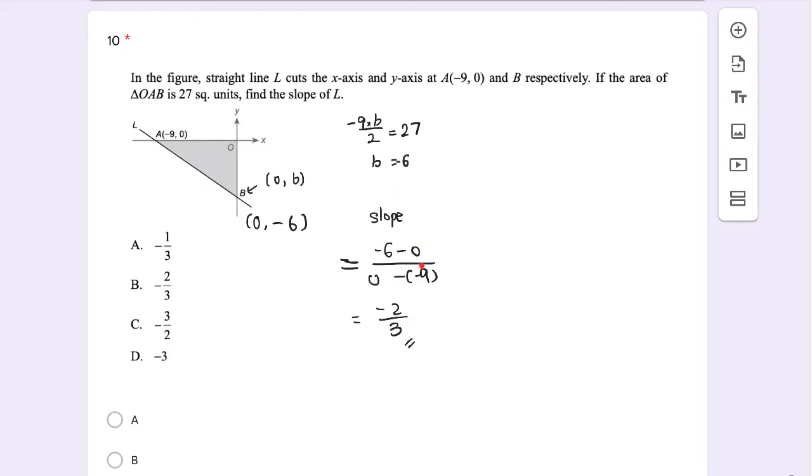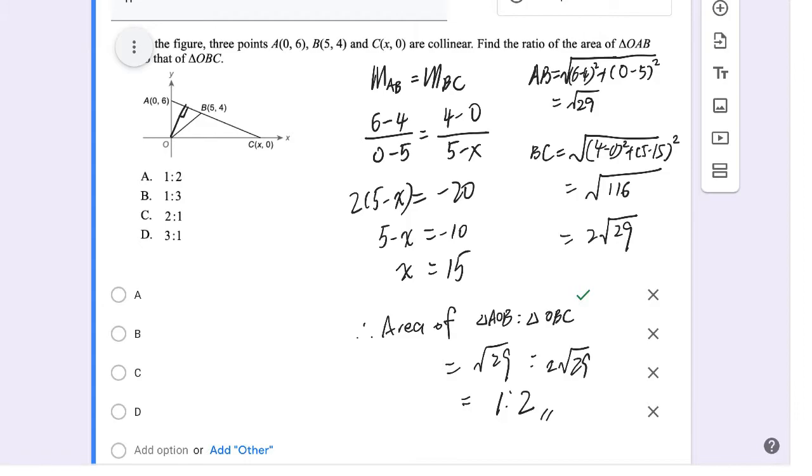The slope will be equal to the difference of the y-coordinates divided by the difference of the x-coordinates, which gives you -2/3. So the answer will be B here. Okay, for this question, basically you should know that you have to use this property, collinear. That means you use the slope, and then you can find out the value of x here, that is 15.